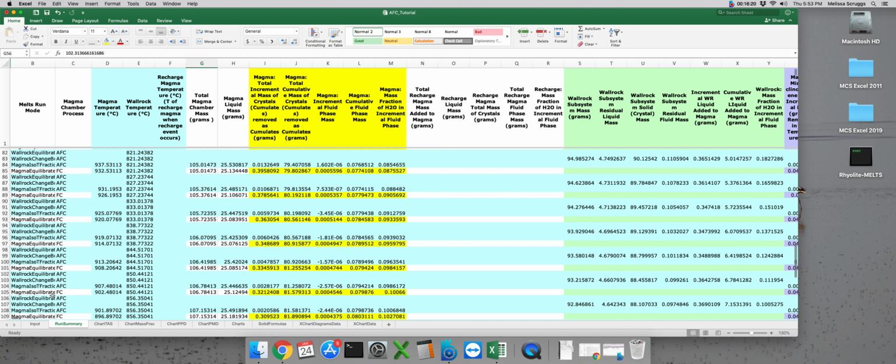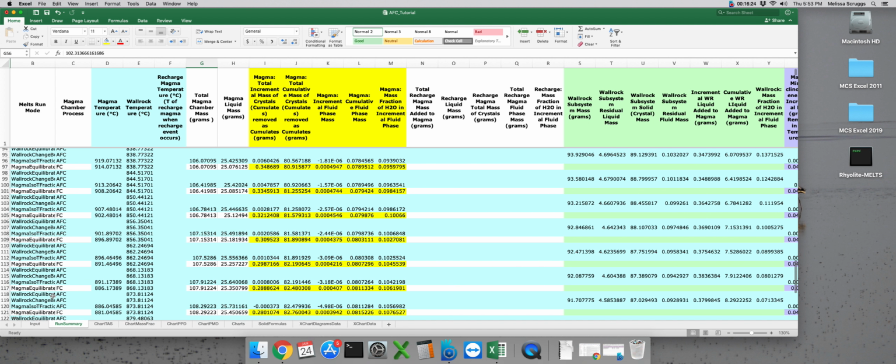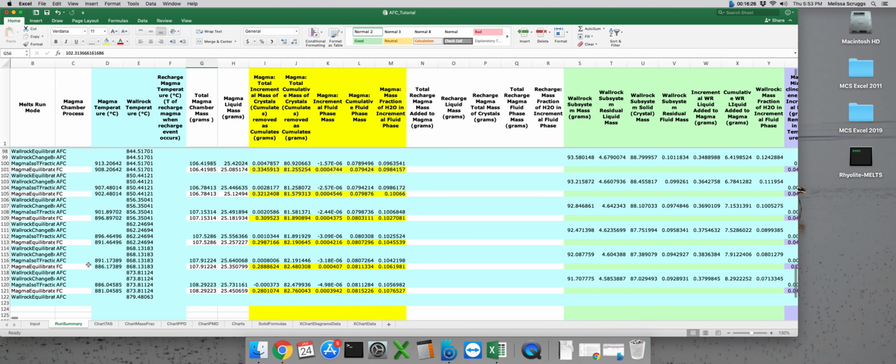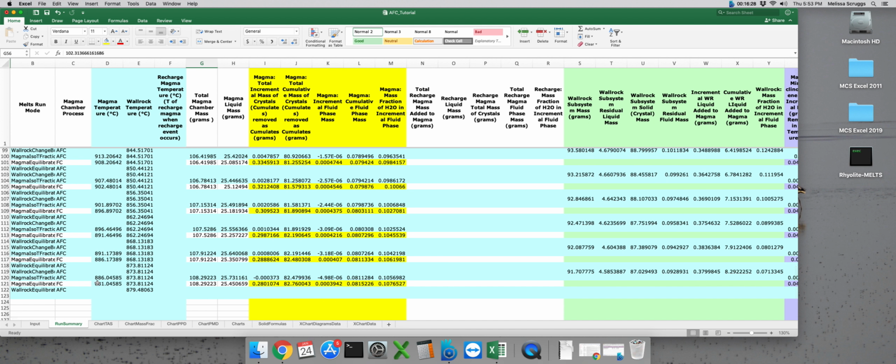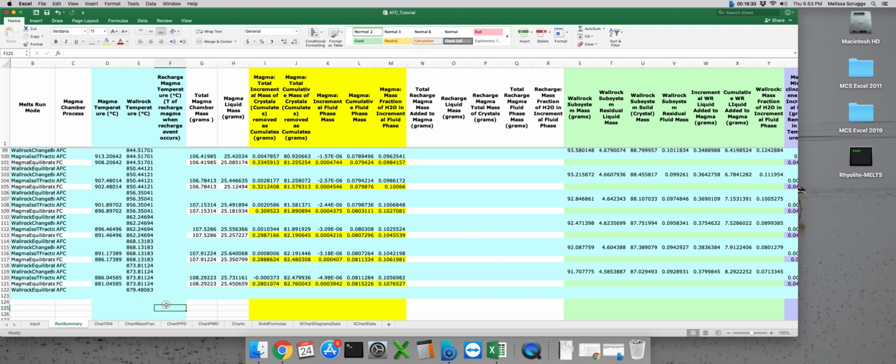And that's really all the information that's recorded in the Run Summary tab. The run will terminate when the magma and wall rock temperatures reach thermal equilibration. We can see that that happens here in rows 121 and 122. And the run is finished.